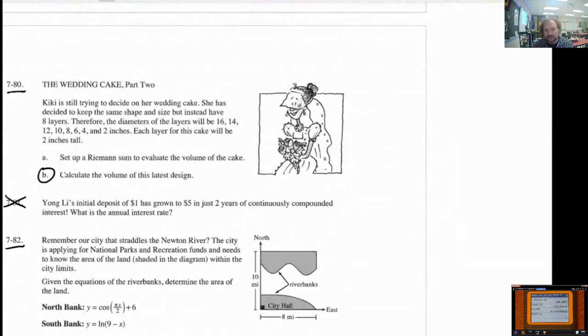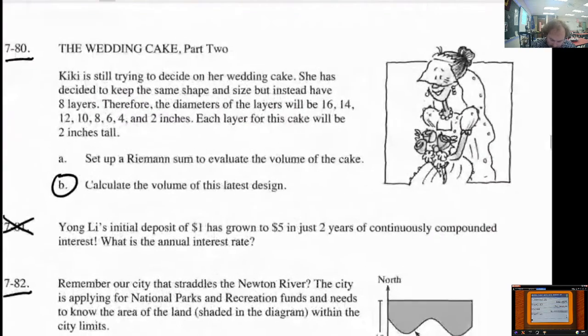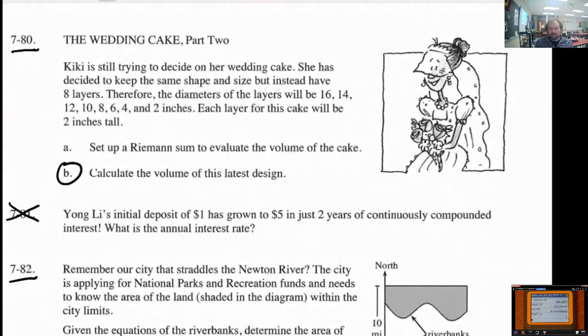I really only care about question B here. I do not care about A very much, but we're going to have to think about A at least to get to B anyway. We are talking about the wedding cake. We had a problem like this on a previous homework problem. Kiki is still trying to decide on her wedding cake. She's decided to keep the same shape and size but have 8 layers.